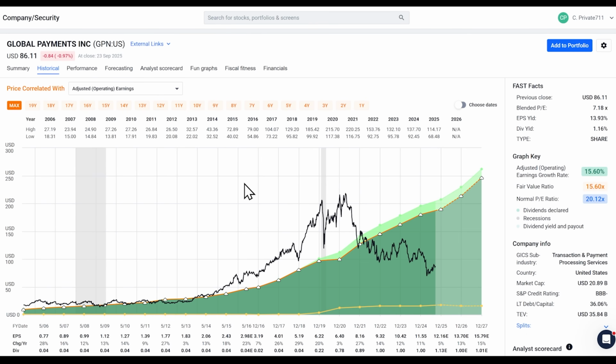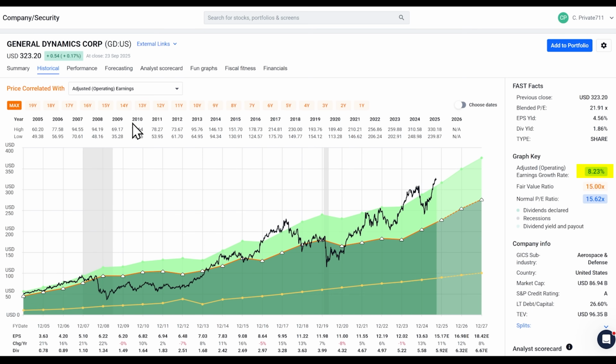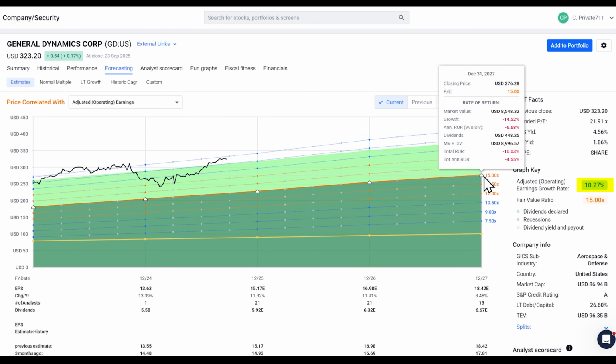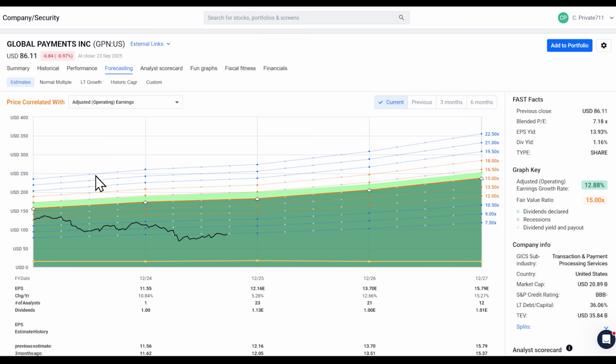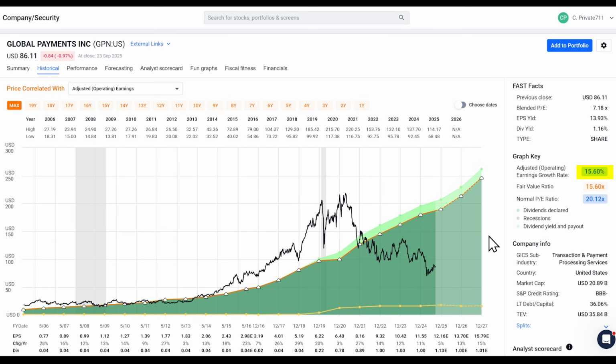And when we looked at General Dynamics, if you recall, historical growth rate was 8%, and the forecast growth rate as an estimate was 10%. So in terms of Global Payments, we have higher forecast growth by approximately the same number of analysts, and historically, we have much, much stronger historical earnings growth. All right, so why is Global Payments so much cheaper than General Dynamics, and why is General Dynamics so high?